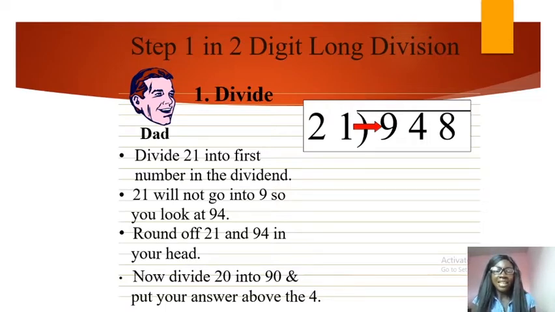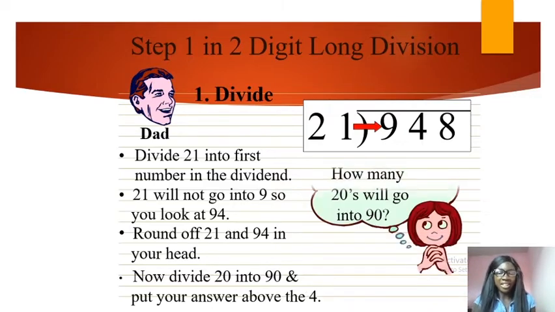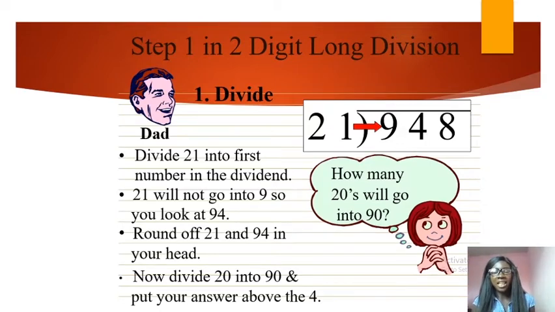Okay, so Daddy noticed that dividing 21 into 94 will be very difficult for us, so he told us that, okay, why can't we just round these numbers off so that we'll have what? A perfect number, right? So rounding off 21 we'll have 20, and rounding off 94 we'll have what? 90. So Daddy now said, now we can divide what? 20 into what? 90. And he said that we're going to put the answer above what? 4, right? Above the second number of the dividend.